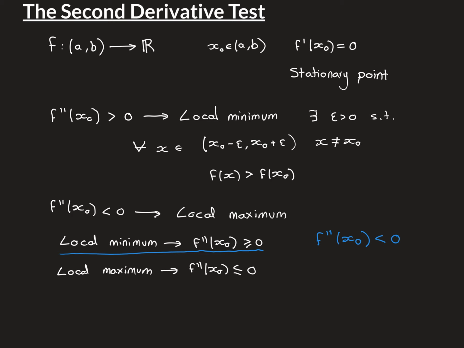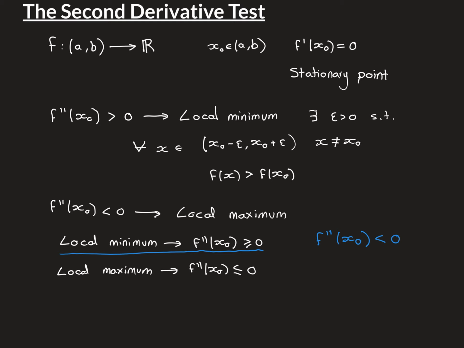So we're now going to assume the opposite of the result is true and derive a contradiction. So the opposite of the second derivative being greater than or equal to 0 is that the second derivative at x0 is strictly less than 0. So we'll assume this and we'll derive a contradiction. So this is pretty immediate from what we've already shown.